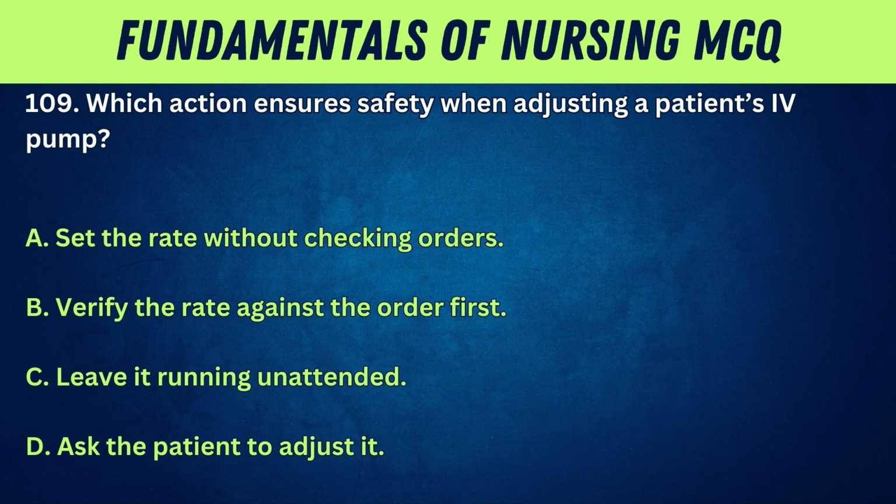109. Which action ensures safety when adjusting a patient's pump? A. Set the rate without checking orders. B. Verify the rate against the order first. C. Leave it running unattended. D. Ask the patient to adjust it.